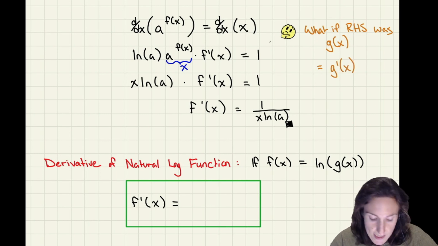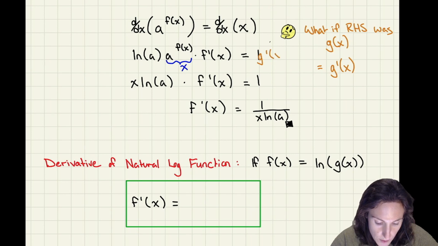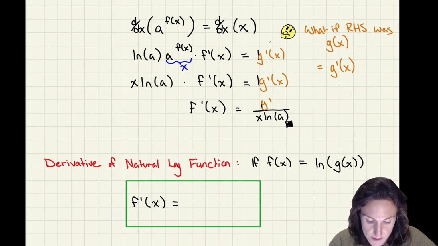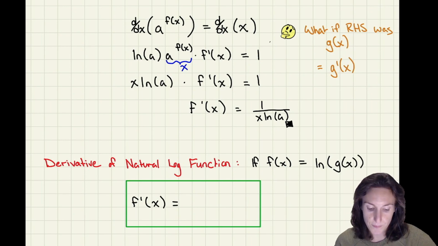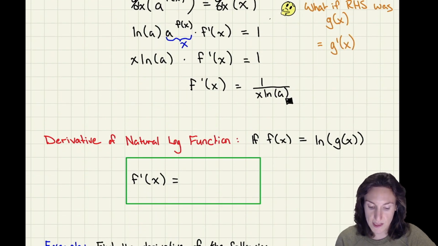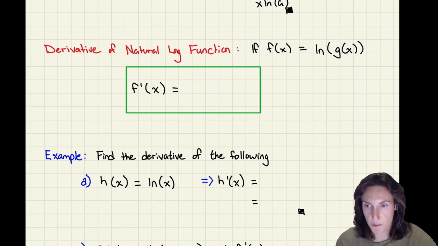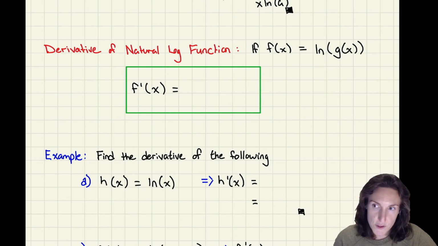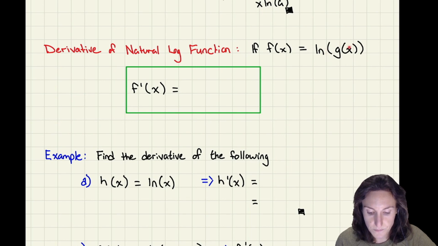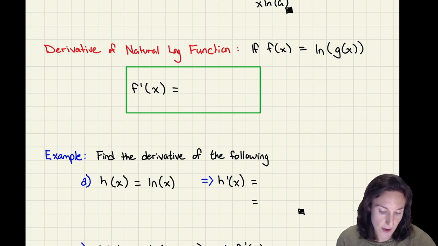So if that was the case, instead of having 1 on top, we would have g prime of x. Okay, so that's something to keep in mind. We'll do an example like that in just a second. It'll seem mysterious, but that's the reason why we're going to get the answer that we get. But first, we're just going to write down the case for if we have the natural log. And I'm going to do it in the general case of having g of x.